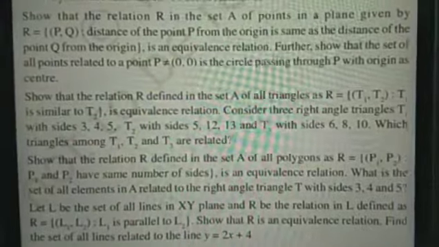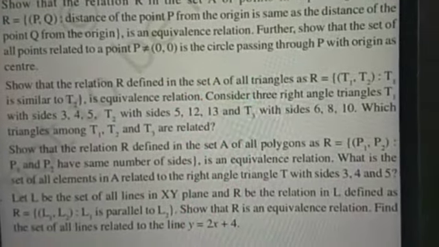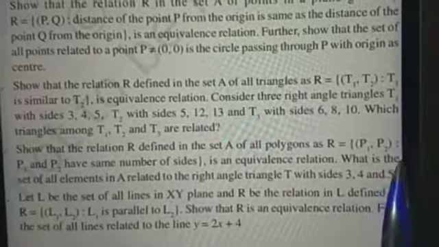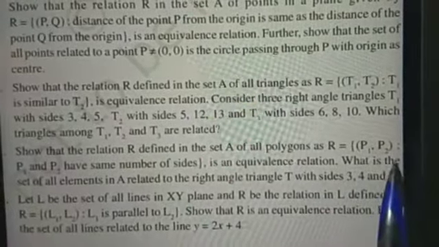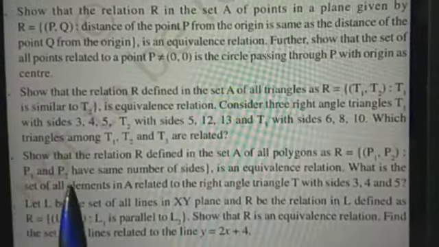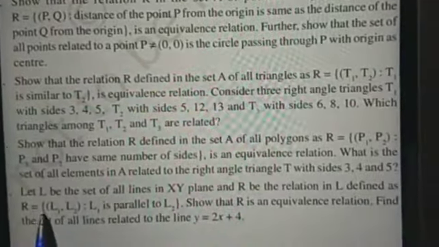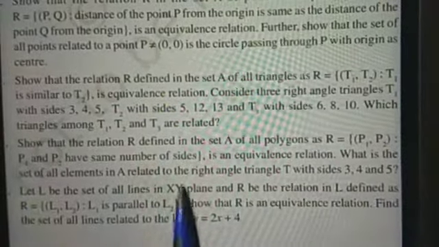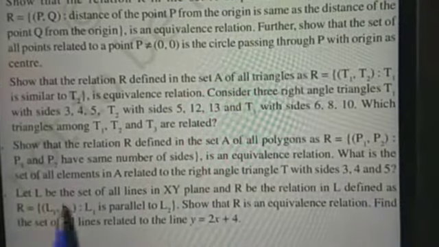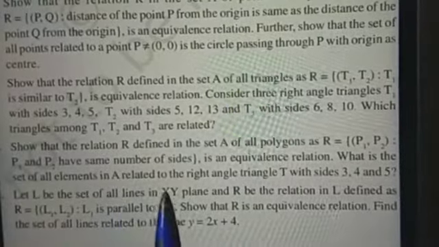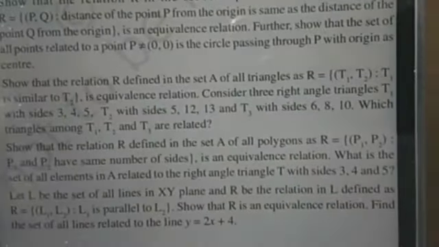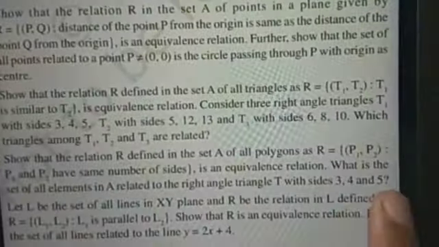Yes, as far as the second part of the sum is concerned, the criterion for two elements P1 and P2 to be related under this relation is that P1 and P2 must have the same number of sides. And here, the second part of the question asks: what is the set of all elements of A related to the right triangle T with the sides 3, 4, 5?